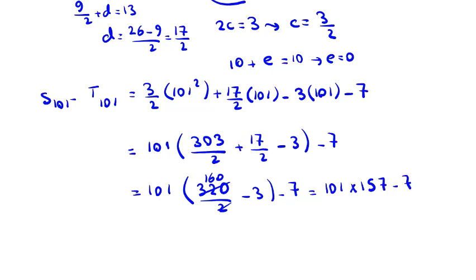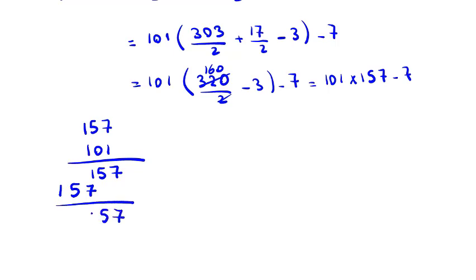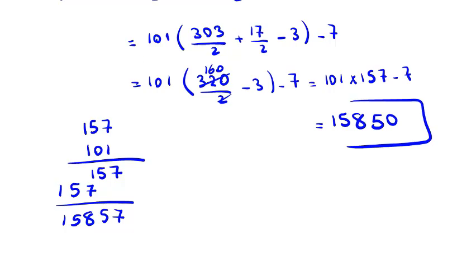Now we multiply these two numbers, 157 times 101, it will be 15857, minus 7, it will be equal to 15850. So the answer is 15,850.